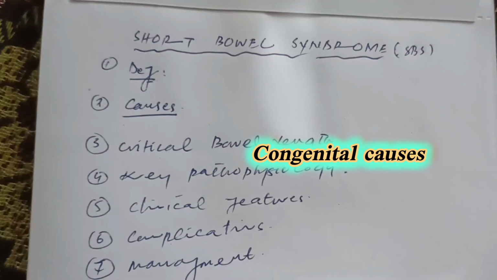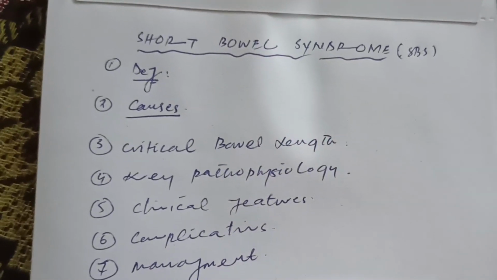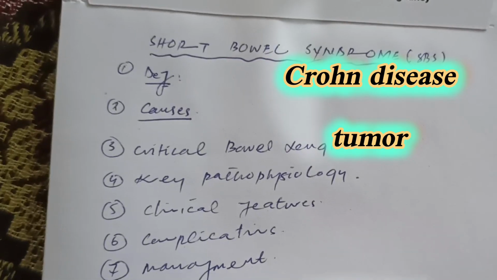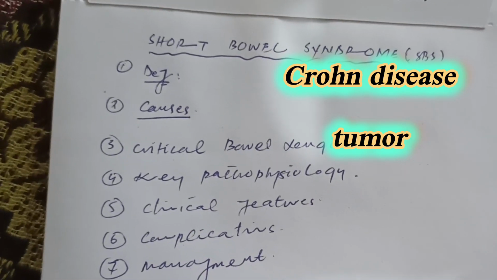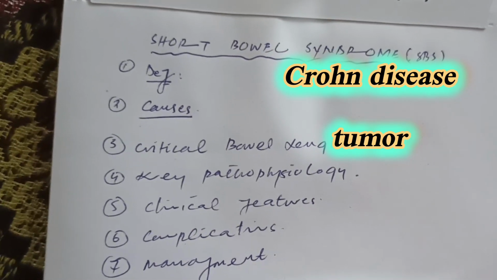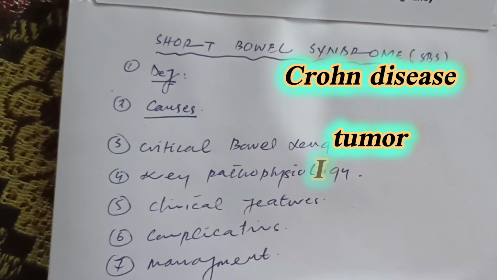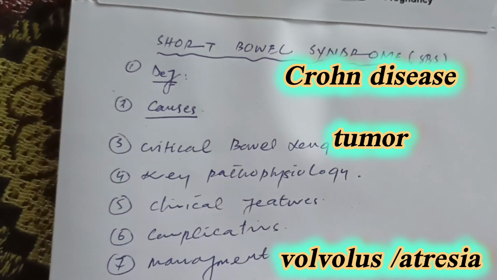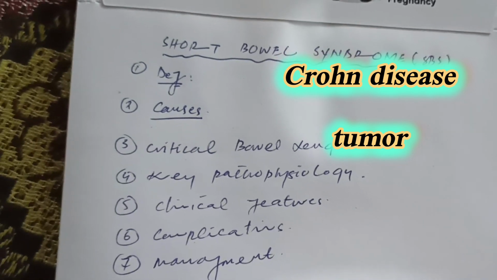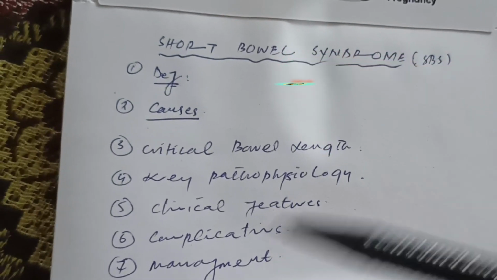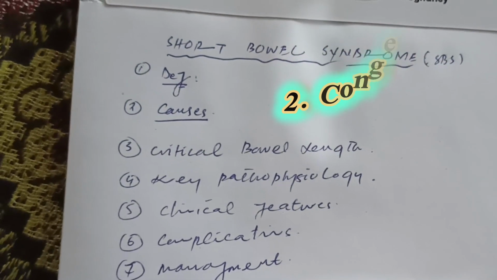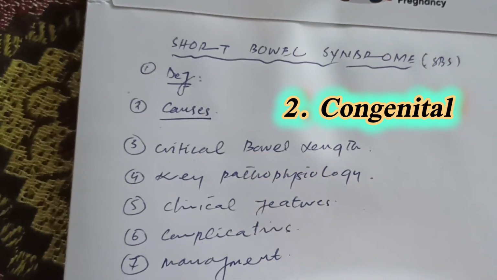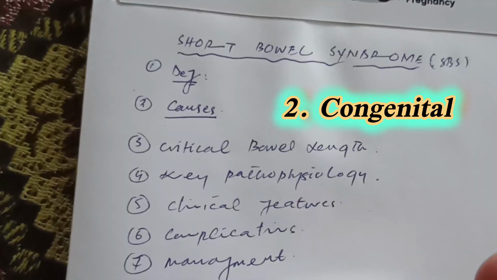In surgical removal, when a patient has Crohn's disease, the surgeon often removes part of the small bowel. And when there is malignancy or tumor, the surgeon often removes the small bowel. And when there is ischemia, volvulus, or atresia, the surgeon often removes a portion of the small bowel. The other cause of short bowel syndrome is congenital, when there is gastroschisis and when there is intestinal atresia. So there are two types of causes we have discussed.